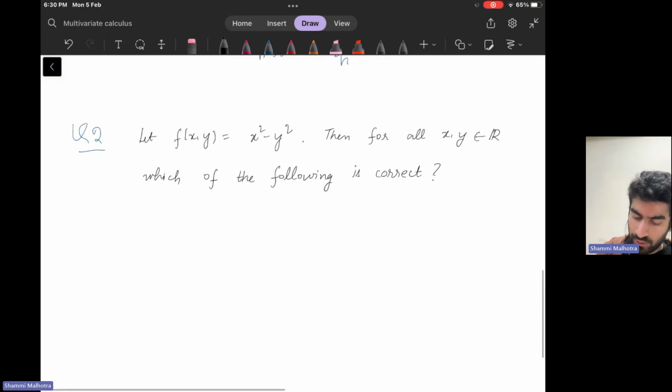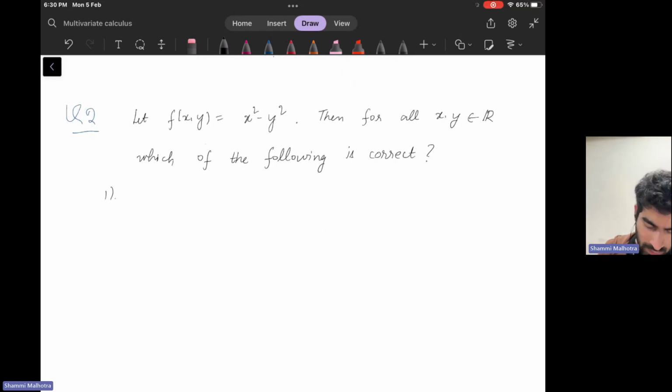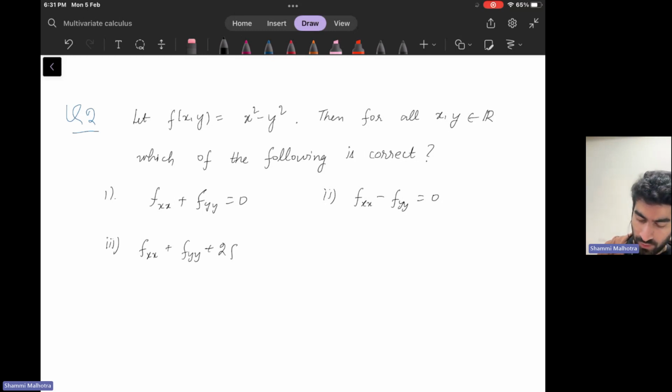Okay, then the things which you like to check are these four options. First: fxx plus fyy is 0. Second: fxx minus fyy equal to 0. Third: fxx plus fyy plus twice of fxy equal to 2. And the fourth option is fxx plus fyy equal to 4.